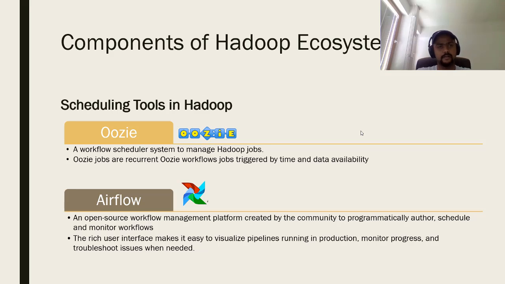So there are two popular scheduling tools, which are Oozie and Airflow. Airflow is extremely popular in the machine learning community as well, and for building any kind of orchestration workflows. And Oozie, let's first talk about Oozie here. So Oozie is a workflow scheduler system which you can use to create jobs and manage those Hadoop jobs.